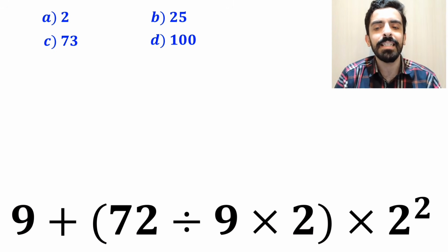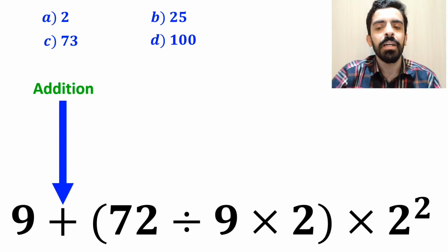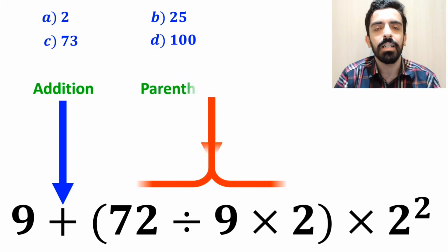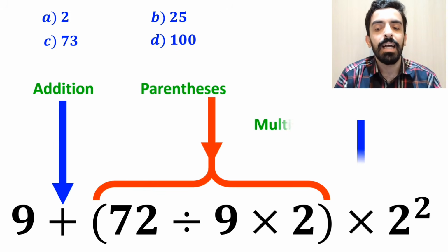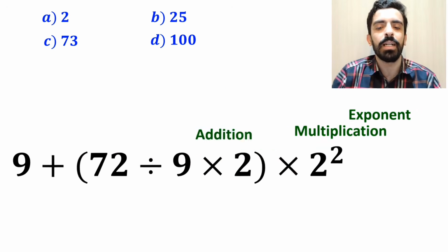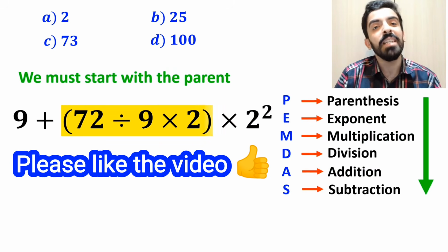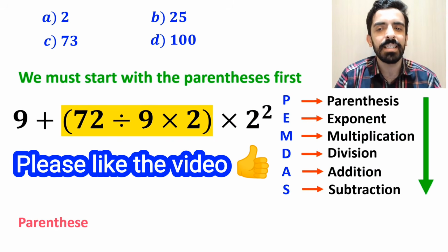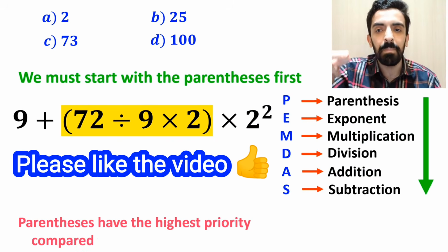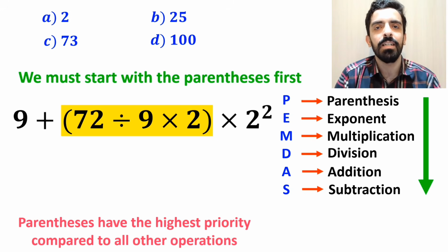Okay, as you can see in the image, in this expression, first we have an addition sign, then parentheses, after that we have a multiplication sign, and finally an exponent. We must start with the parentheses first, because parentheses have the highest priority compared to all other operations.